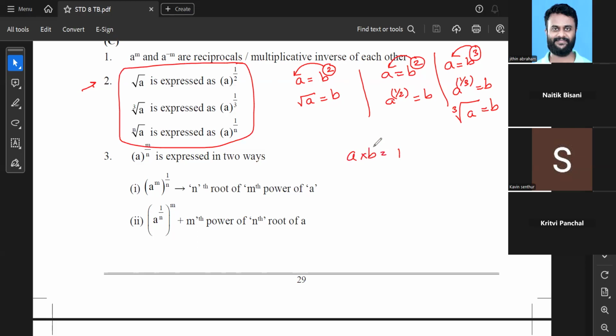For example, a multiplied by b is equal to 1. When you take b to the other side, what happens to b? b will go to the denominator. Same thing I have done here. When I take a number from the index on one side to the other side, it goes from numerator to denominator. That's it. खत्म.